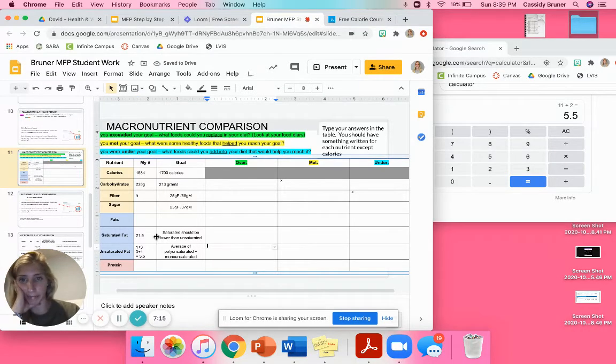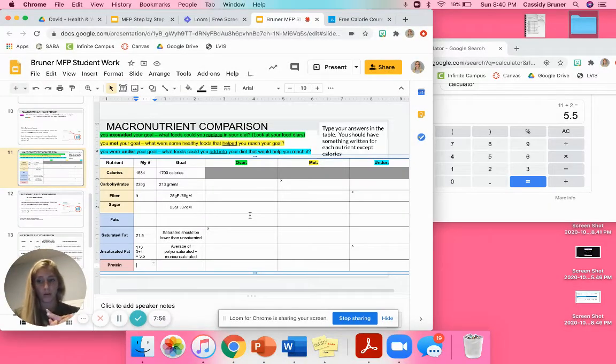Now, it's asking, am I over, met, or under my goal? Your saturated fat should be lower than your unsaturated fat. Remember that saturated fat comes from animals. I got 21.5, and unsaturated should be higher. I am under on unsaturated because I only have 5.5 unsaturated fats, but I have 21.5 saturated fats. So I need to be aware of that. Then I'm clearly over on my saturated fat. Once again, you will continue this process for sugar, fats, and protein, okay?